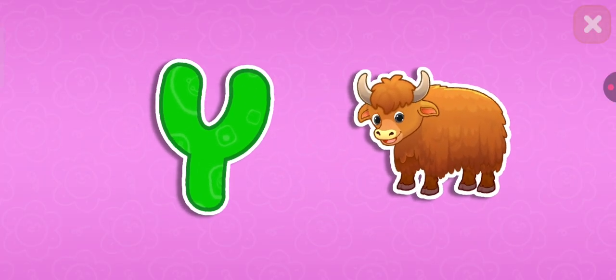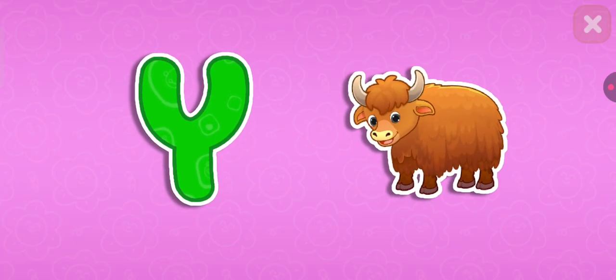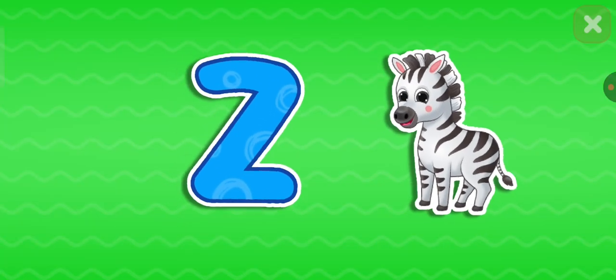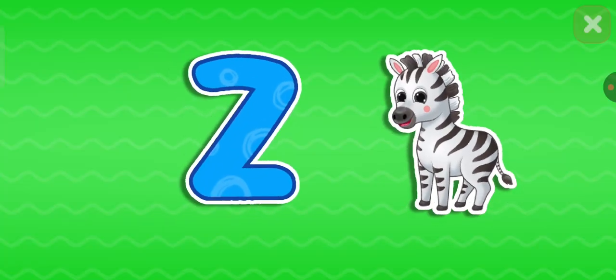Y is for yak, it sounds y, y. Z is for zebra, it sounds z, z.